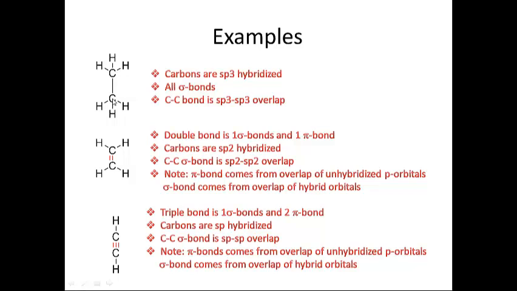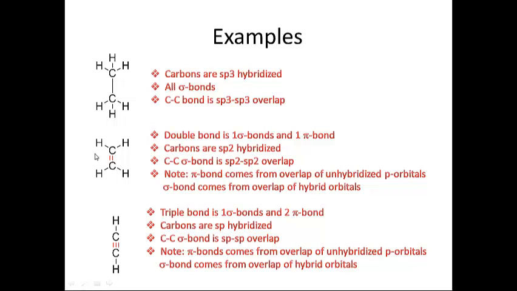So if you want to easily recognize a carbon that's sp3 hybridized, or any atom that's sp3 hybridized, one of the things to remember is that that atom is going to have four groups attached to it. The second example here is an example of an sp2 hybridized carbon.